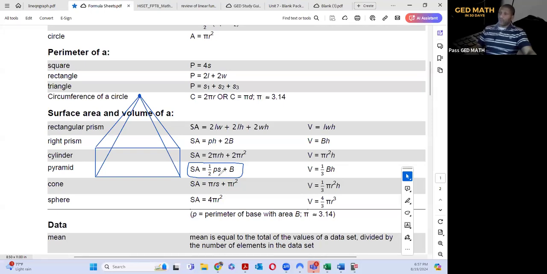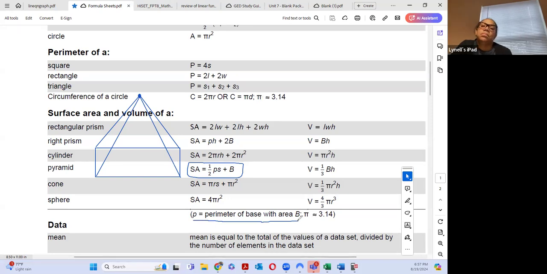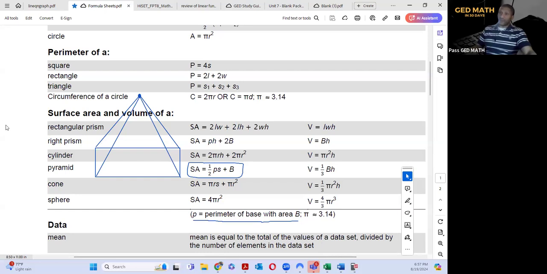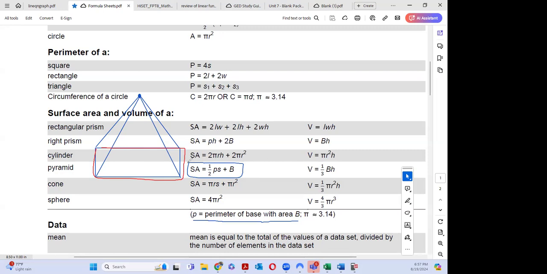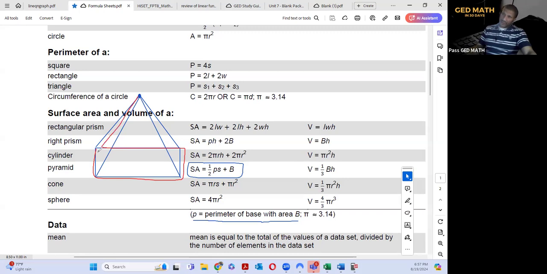So what they're telling you, if you look on your formula sheet, is what the P, S, and the B are. My P is the perimeter of the base. So if I change this to red, my base is the bottom, taking the perimeter of that. My S is what's called my slant height, whatever that height is.